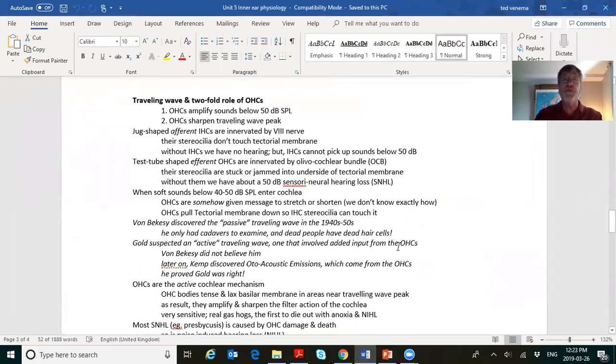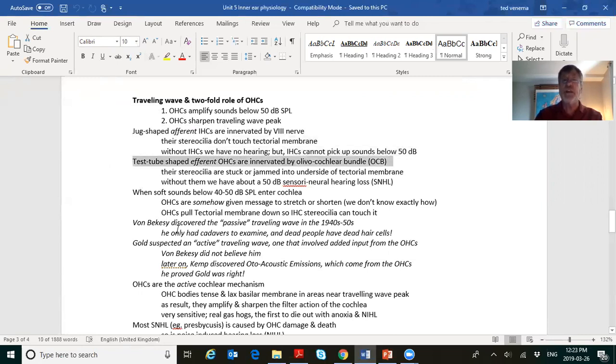Traveling wave and the twofold role of outer hair cells. Hey, we've already covered this. Look at that. Outer hair cells amplify sounds below 50 and they sharpen the traveling wave peak. Jug-shaped afferent inner hair cells are innervated by the eighth nerve. Their stereocilia don't touch the tectorial membrane. Without inner hair cells, we have no hearing, but inner hair cells by themselves cannot pick up sounds below 50.